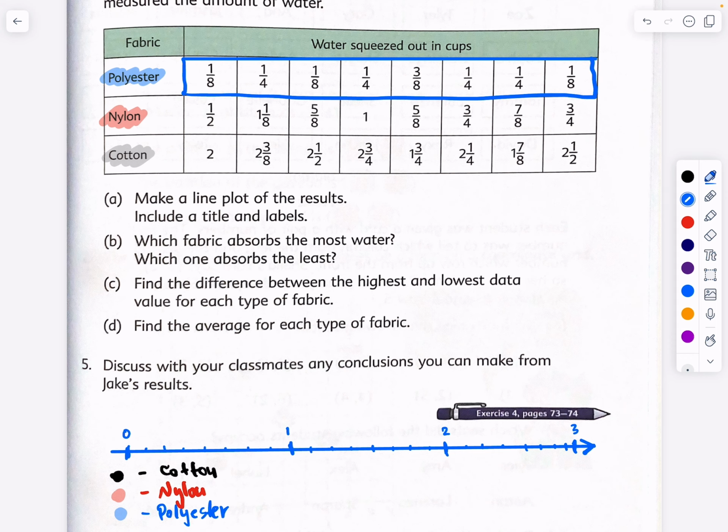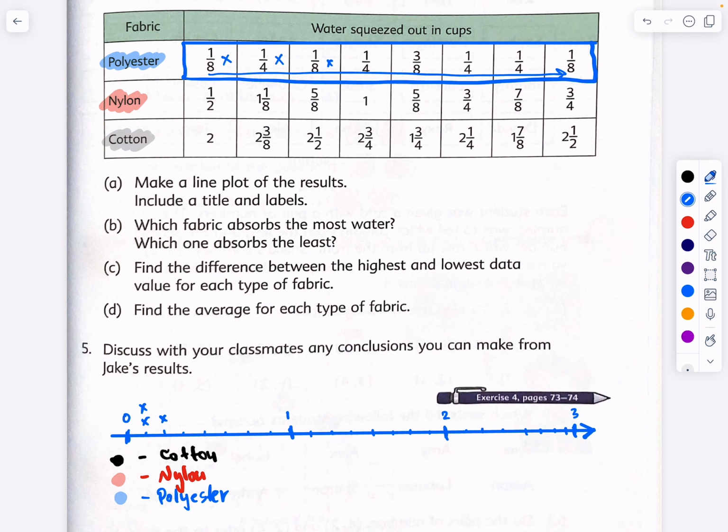So let's plot polyester. Here is your 1/8. We can do dots, we can do X's. You will see different representations. We can do little X's, they're easy to count. Then we have 1/4, and we're going left to right. So we did 1/4, X it out. We did 1/8, X it out. We did another 1/8, cancel it out, because this way you will go organized.